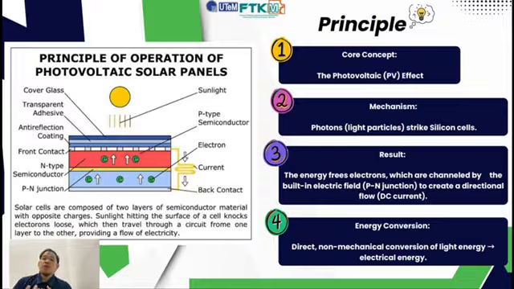A solar panel works using the photovoltaic effect. When the sunlight hits the silicon cell, photons knock electrons loose, and the PN junction inside the cell creates an electric field that pushes these electrons, producing DC electricity. This means a solar panel converts sunlight directly into electrical energy.